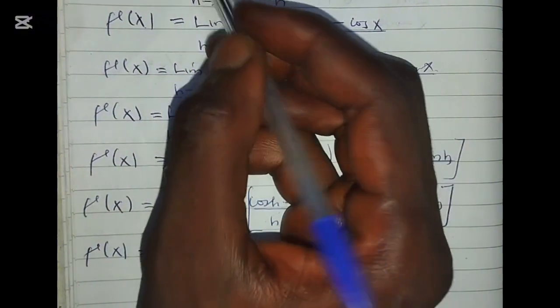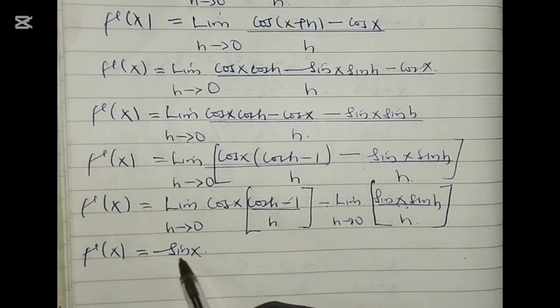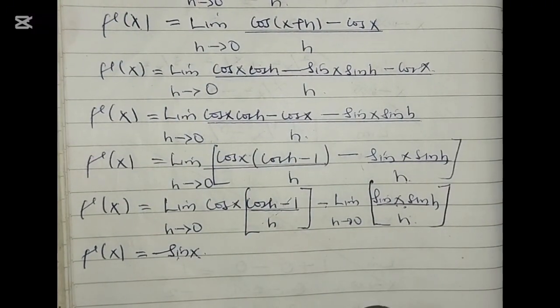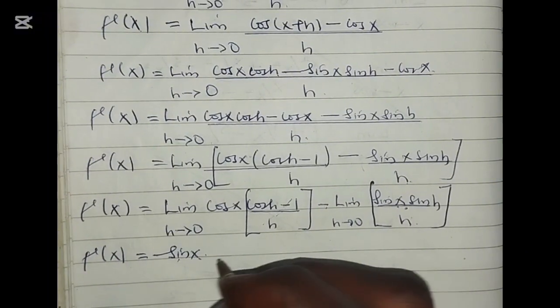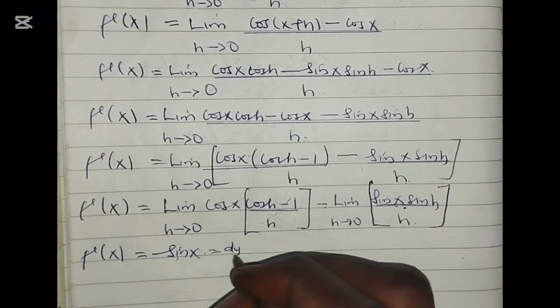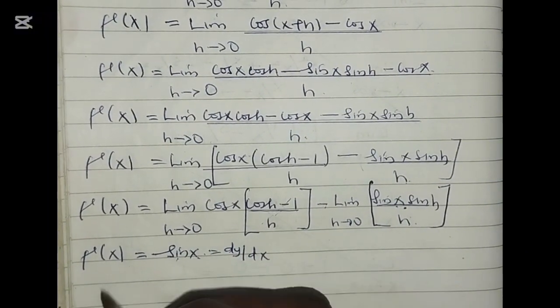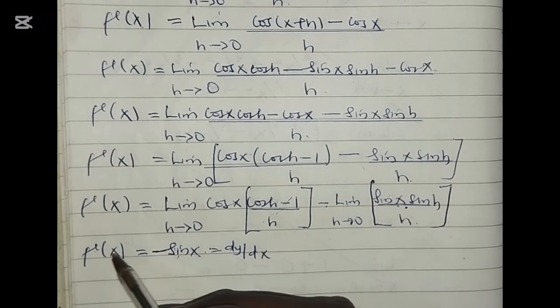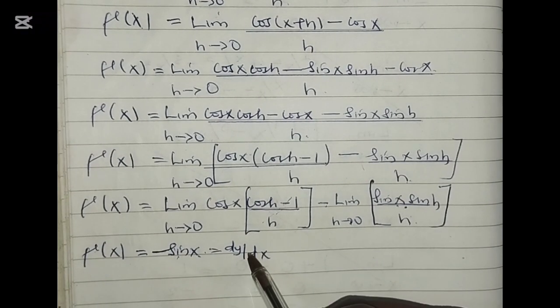So to differentiate cos x with respect to x will always give us negative sin x, and this is also equal to dy/dx. So f'(x) is equal to negative sin x, and f'(x) also stands for dy/dx.